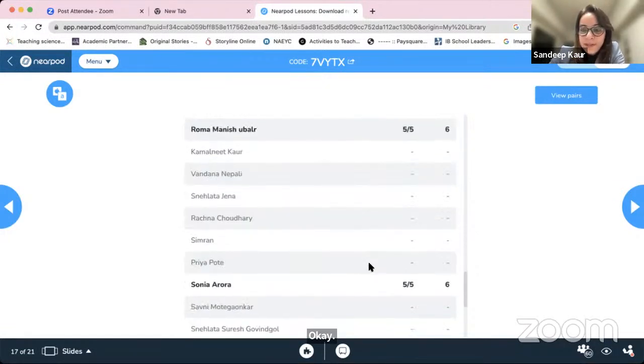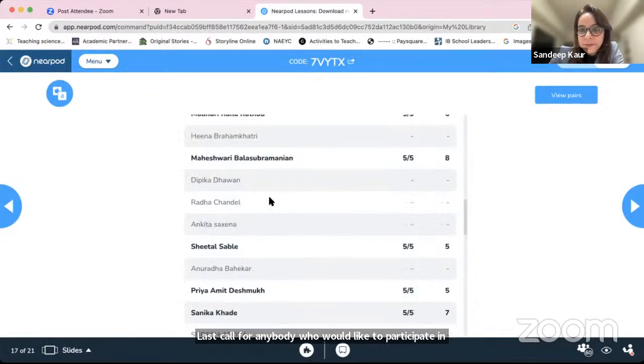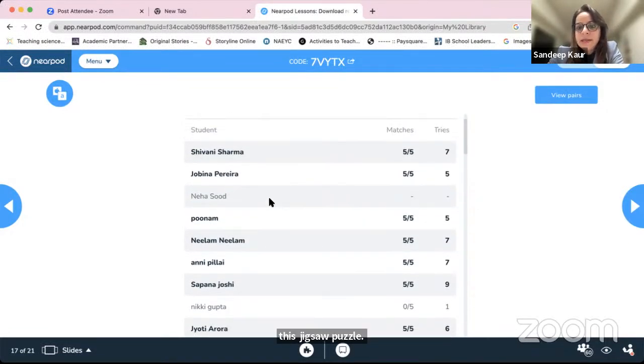Last call for anybody who would like to participate in this jigsaw puzzle. If you're physically doing it in the class, you can have flashcards.